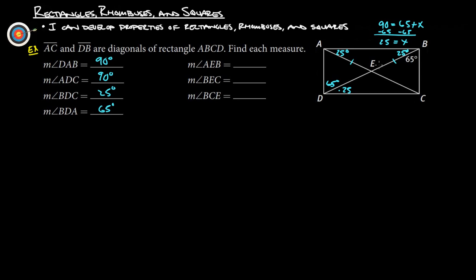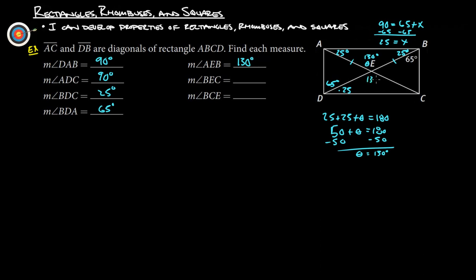So to figure out angle AEB, let's call this theta for now. We know that all three of these angles have to add up to 180 degrees, right? So 25 plus 25 plus theta has to equal 180. So 50 plus theta is 180, subtract 50 from both sides. And we get that that angle in the middle has to be 130 degrees. Okay, so AEB has to be 130 degrees.